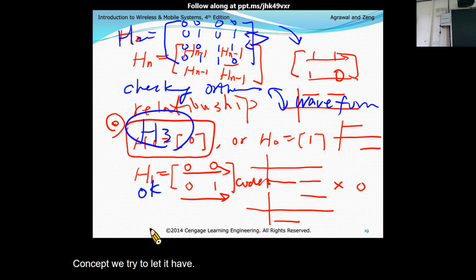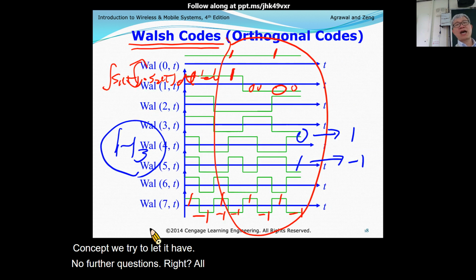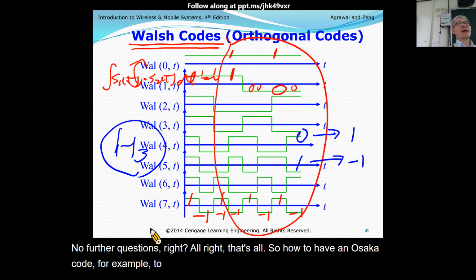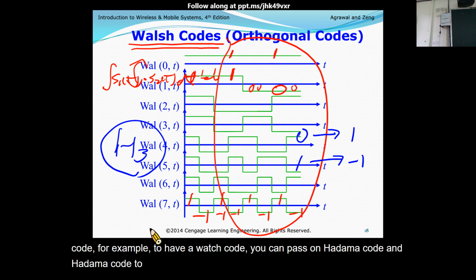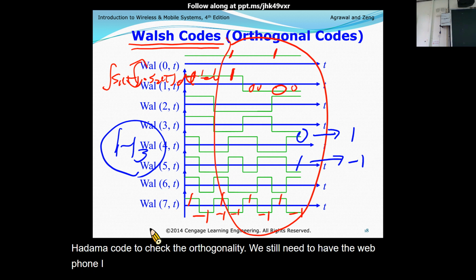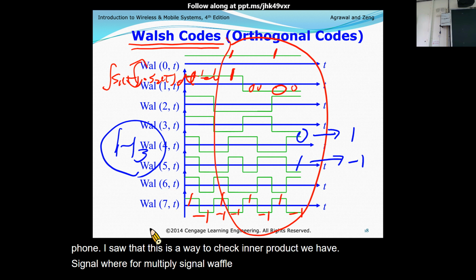No further questions, right? All right, that's all. So to get an orthogonal code, for example a Walsh code, you can use the Hadamard matrix. And to check the orthogonality, we still need to have the waveform. This is a way to check the inner product: we have the signal waveform, multiply the signal waveform, and perform an integral over the period.